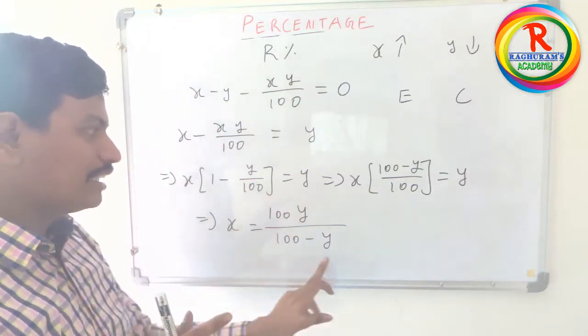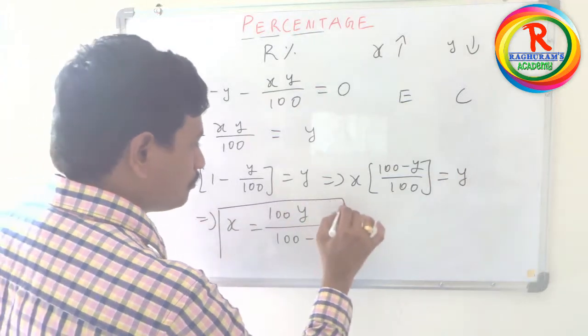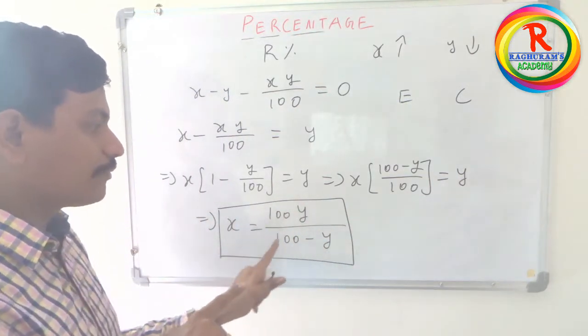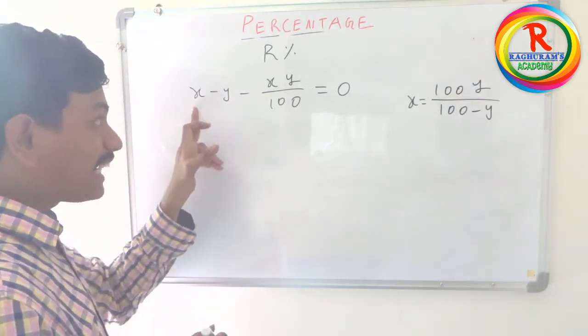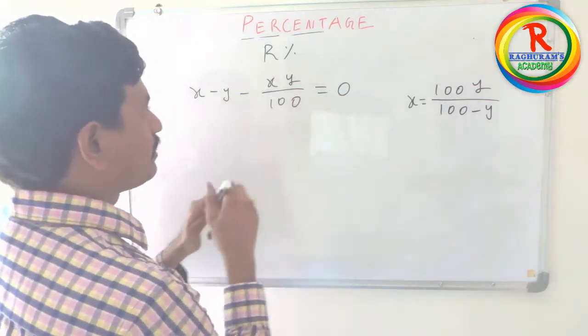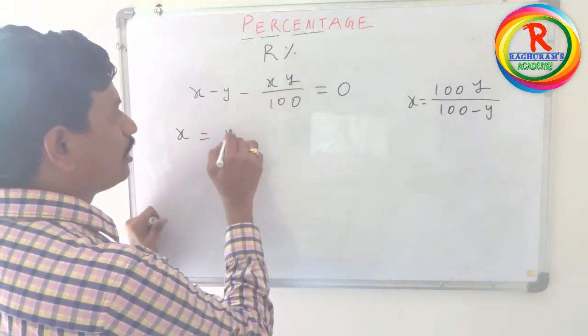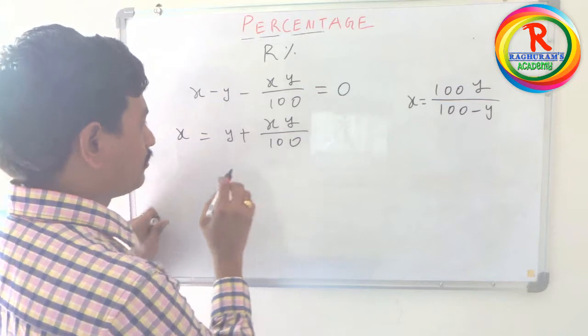The formula is 100Y by 100 minus Y. Just remember this formula. If decrease is given, we need to find increase. The formula is 100Y by 100 minus Y. Suppose X is given, we need to find Y. Just take these two to the right hand side. So what do we get? X is equal to minus Y minus, that is plus Y plus XY by 100.